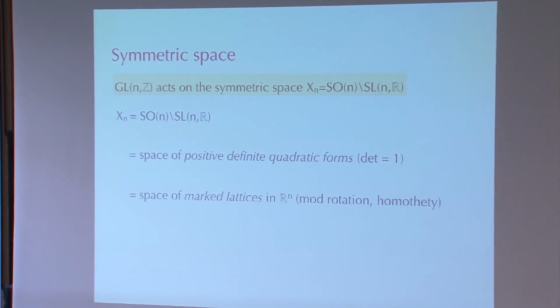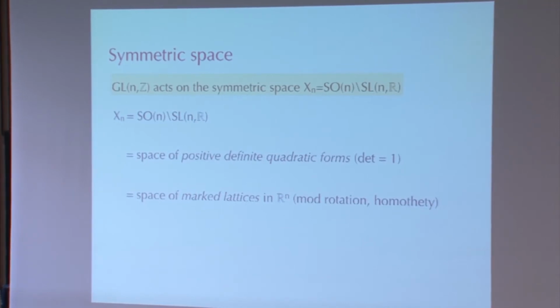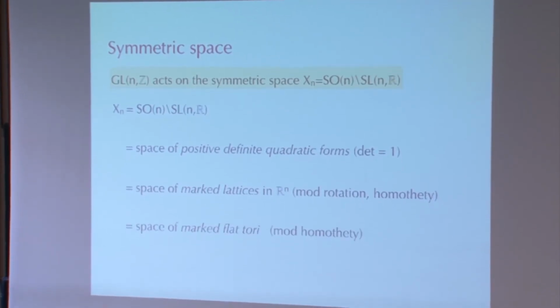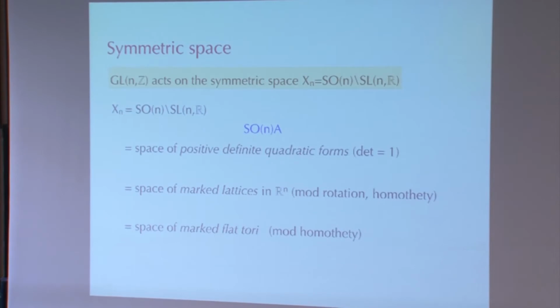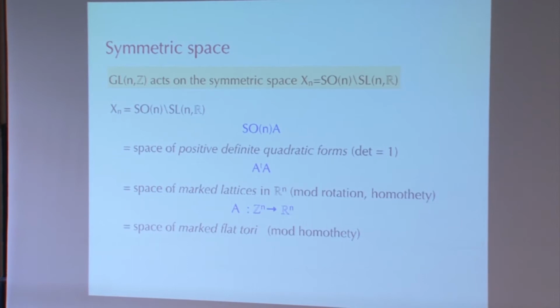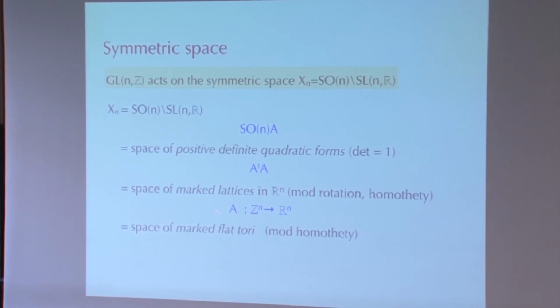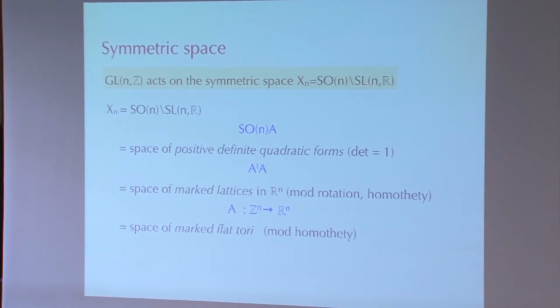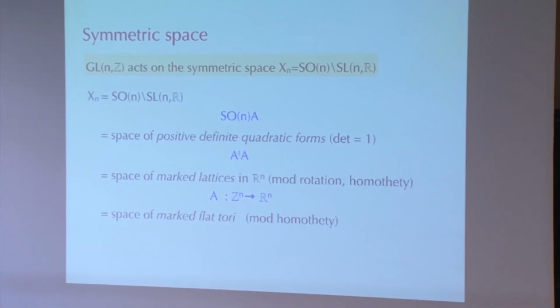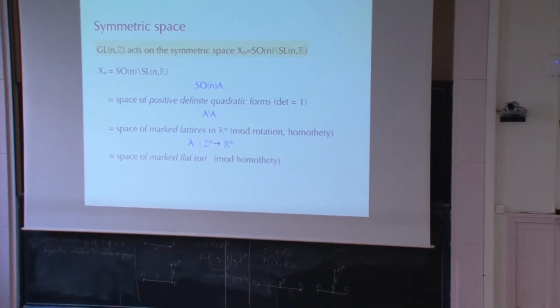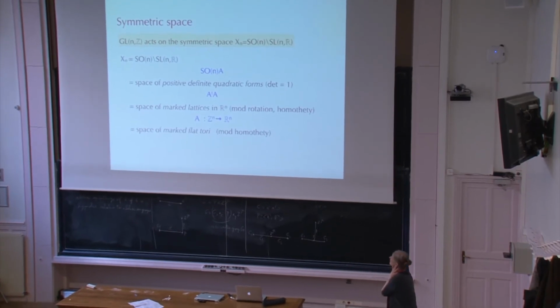You can also think of it as a space of marked lattices in R^n, modulo rotation and homothety. Or you can think of it as a space of marked flat tori. So let me show you how this goes. You start out with a coset SO(n) times a matrix A. How do you get a positive definite quadratic form out of that? Well, you take A transposed times A. It doesn't matter which element of the coset you take, because O is orthogonal. Or to think of it as a lattice, you take this matrix A and think of it as a map from Z^n into R^n. And we're doing it modulo rotation and homothety because we're looking at the special orthogonal group over there, and we're modding out by rotations.